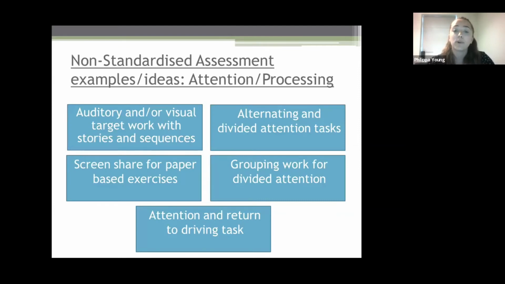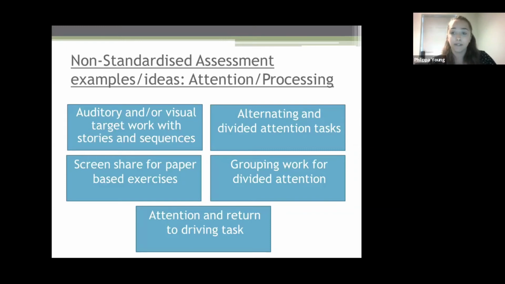So attention and processing examples. You could use auditory target tasks and visual target tasks as well. For example, you could read a story to the patient via video call, giving the patient a target word to listen out for. The patient has to shout out or mark down how many times they heard that word as you're reading the story out.